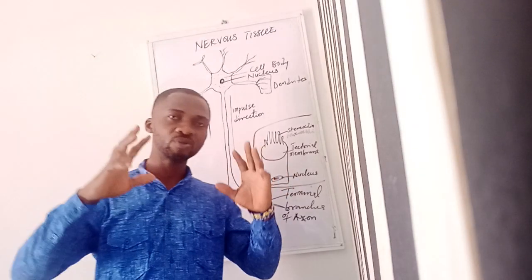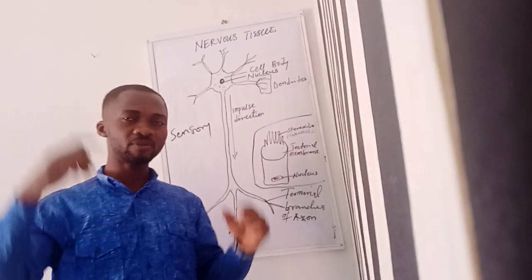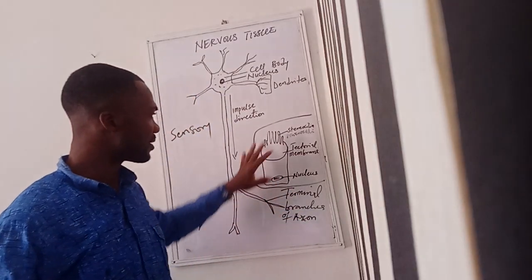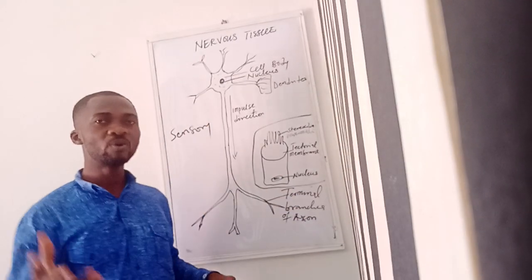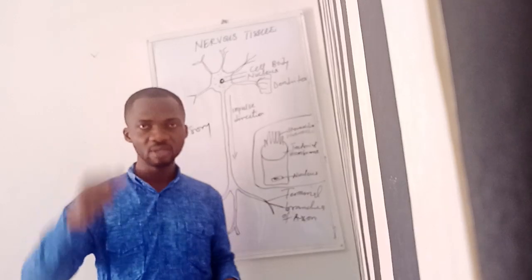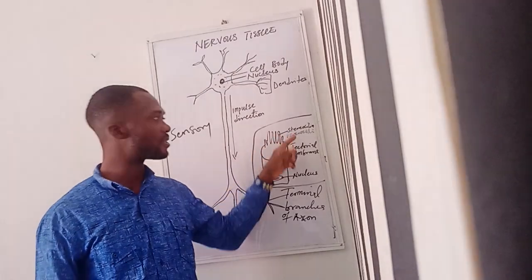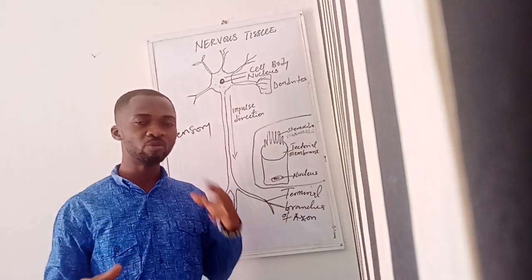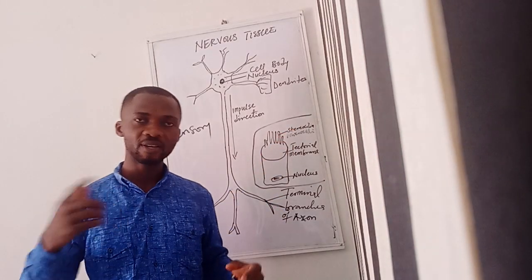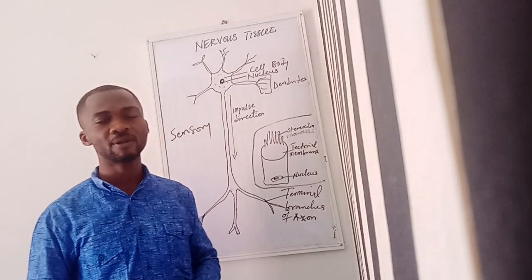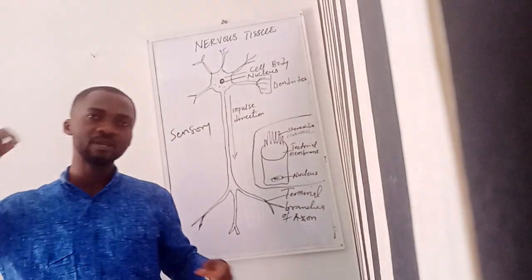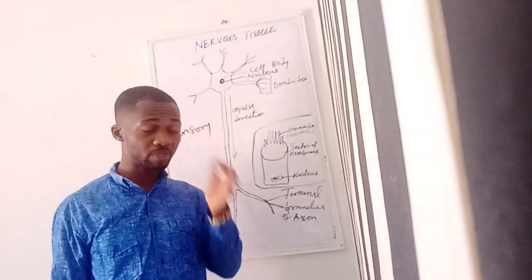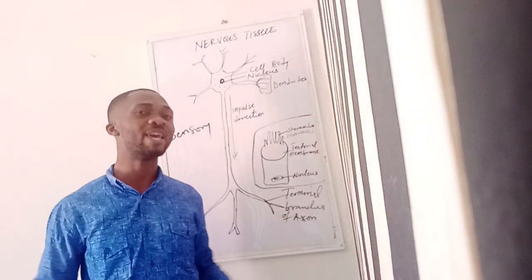For instance, in the cochlea, the inner part of the ear, you have a sensory cell called the hair cell. Once sound waves hit this hair cell, it causes the stereocilia, which is like microvilli, to move. The movement of this stereocilia produces an electrical signal, which is transmitted to the brain for interpretation. That's when the person will understand what he or she has heard.